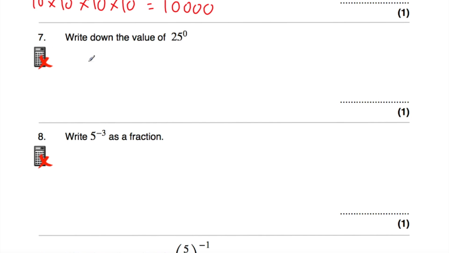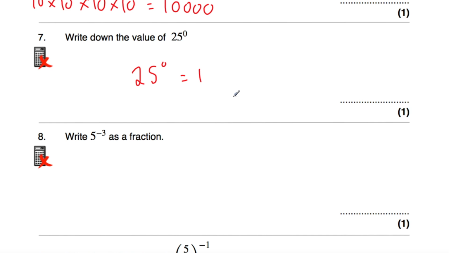Okay, let's look at our next question, question number 7. We've been asked to write down the value of 25 to the power of 0. Now, anything to the power of 0, except for 0, is equal to 1. So that means 25 to the power of 0 is equal to 1. And that's it. And if you watch the Corbettmaths video on negative indices, I go through and explain why that's the case.